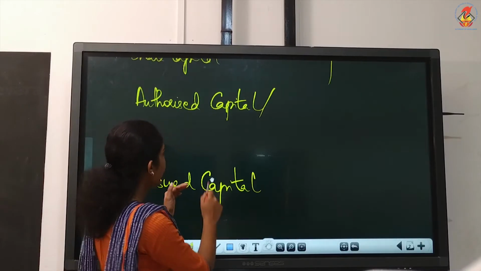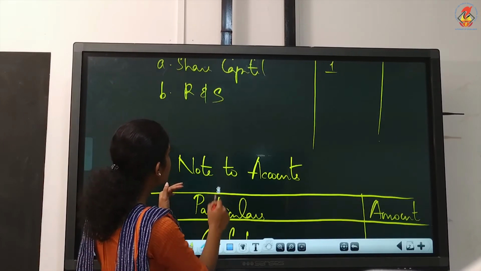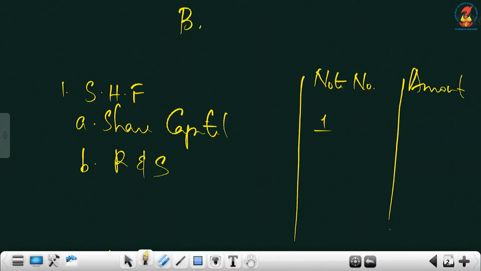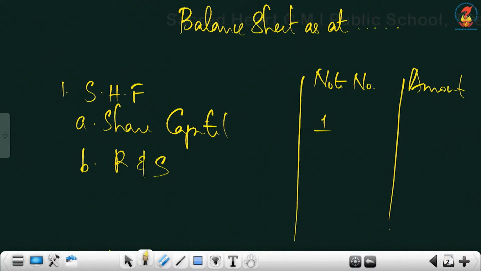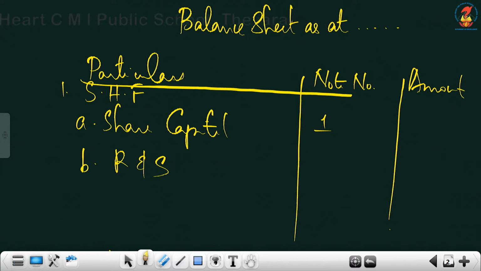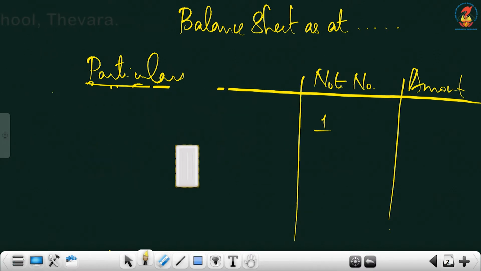Okay, we'll start this question in the same format. So the balance sheet, what you have to write first is balance sheet as at. Give the date. The date and this heading must be there always. The date is not given specifically, so you put some dots. Then the column headings: particulars, note number, amount.